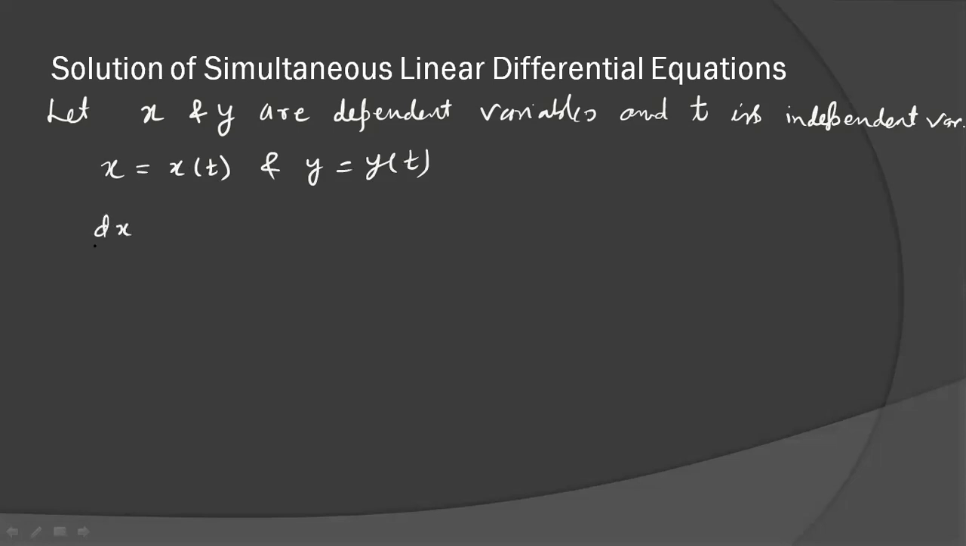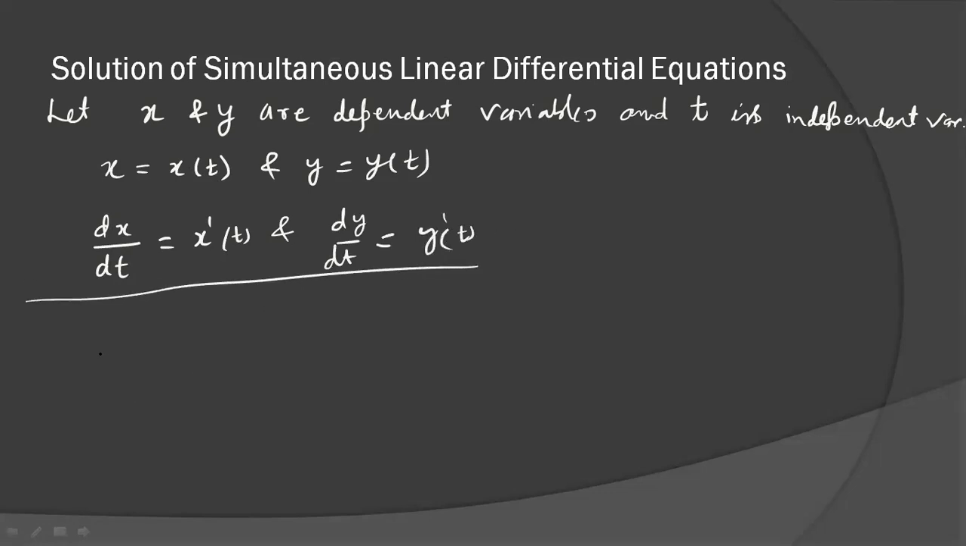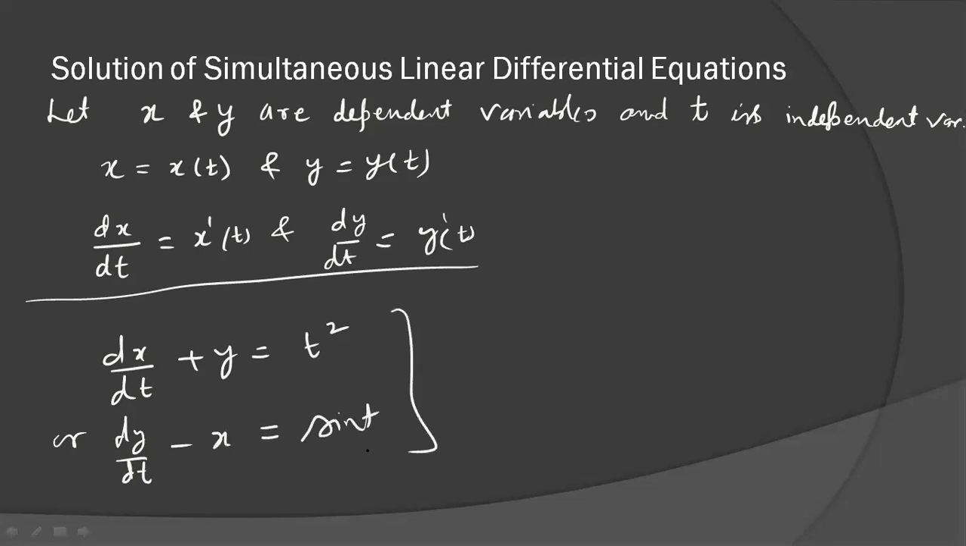So you can write a differential equation in this form: dx by dt equal to x dash t and dy by dt equal to y dash t. But if we merge the differential equations like this, dx by dt plus y equal to t square or dy by dt minus x equal to sine t, then this type of differential equations are called simultaneous differential equations.